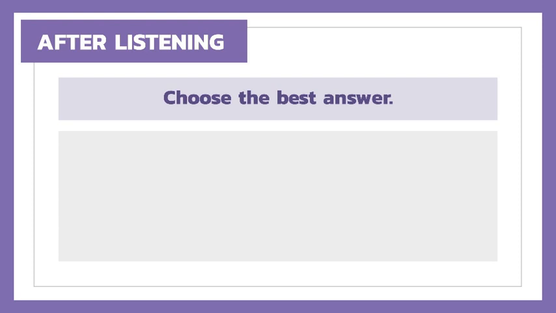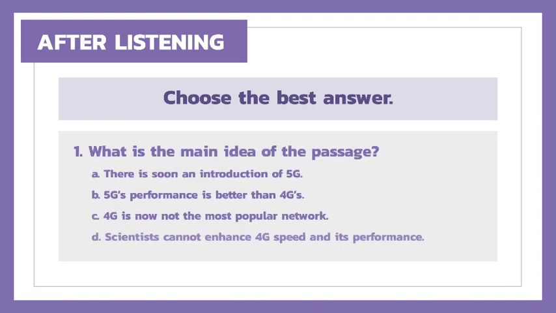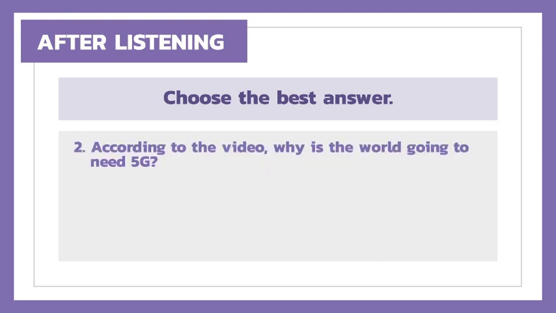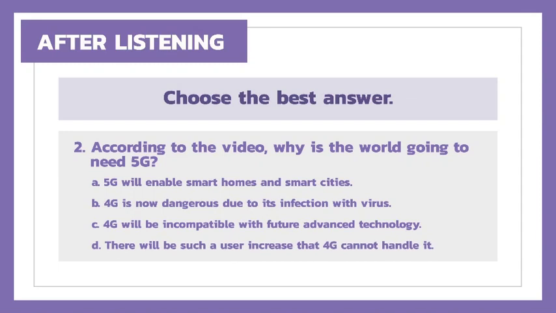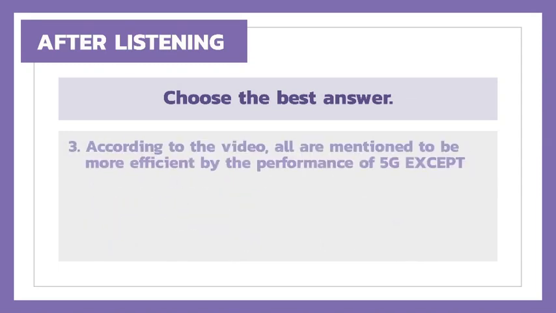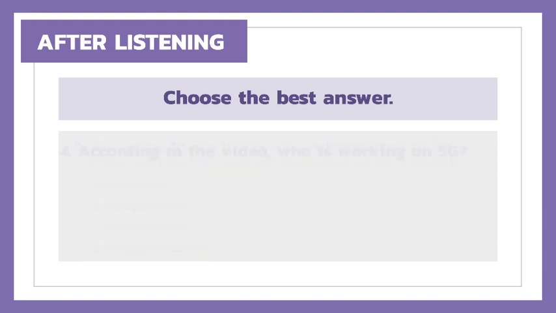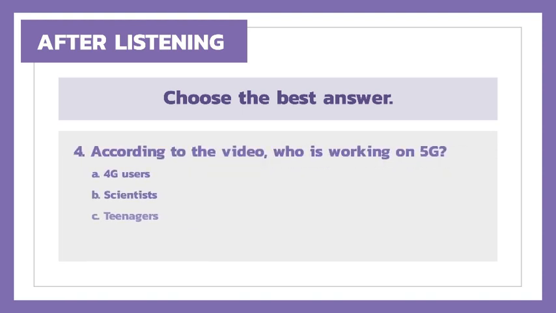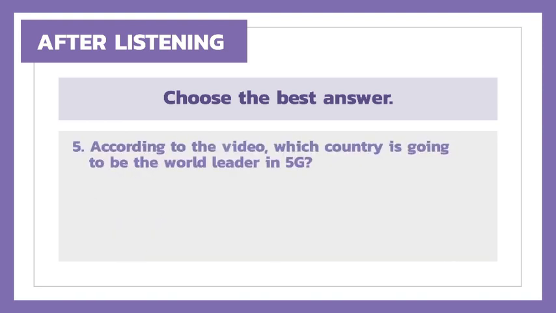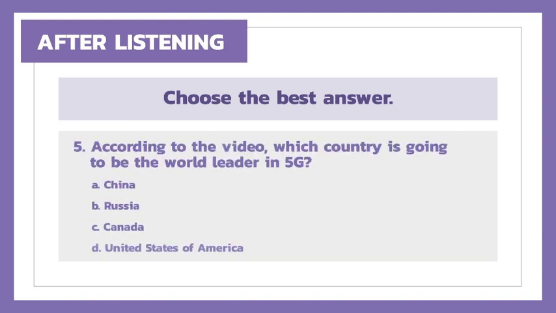And next 5 questions are the multiple choice. This one is kind of easier because it will check your listening and the comprehension. Let's see the questions. 1. What is the main idea of the passage? 2. According to the video, why is the world going to need 5G? 3. According to the video, all are mentioned to be more efficient by the performance of 5G except. This one is quite hard. You have to listen carefully and looking for the details. 4. According to the working on 5G. And 5. According to the video, which country is going to be the world leader in 5G?